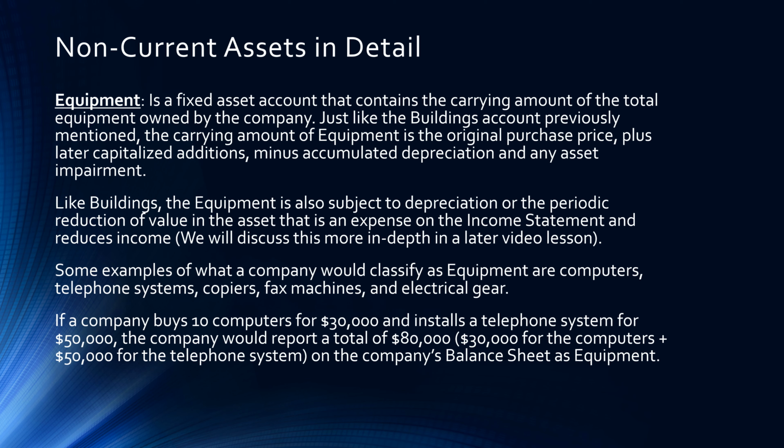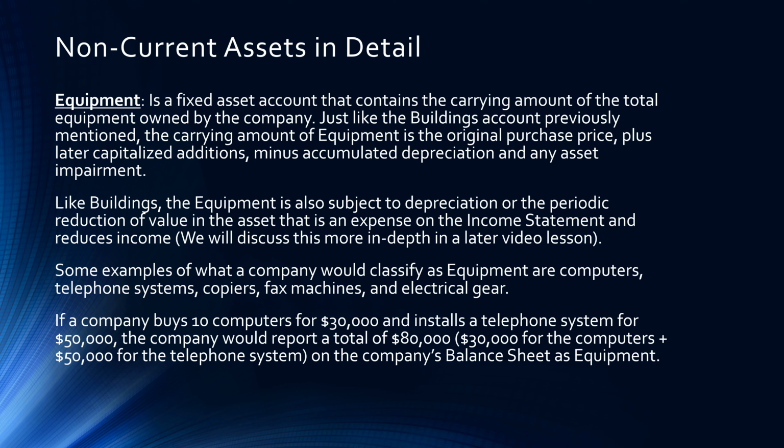Moving on to equipment. Equipment is another fixed asset account that contains the carrying amount of the total equipment owned by the company. Just like the buildings account previously mentioned, the carrying amount of the equipment is the original purchase price, plus later capitalized additions, minus accumulated depreciation, and any asset impairment. Like buildings, the equipment is also subject to depreciation, or the periodic reduction of value in the asset that is an expense on the income statement and reduces income.